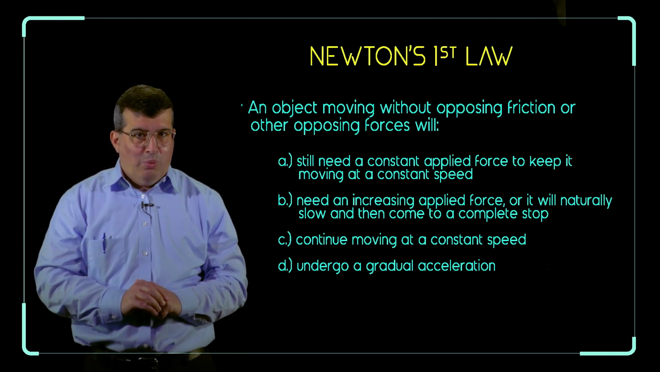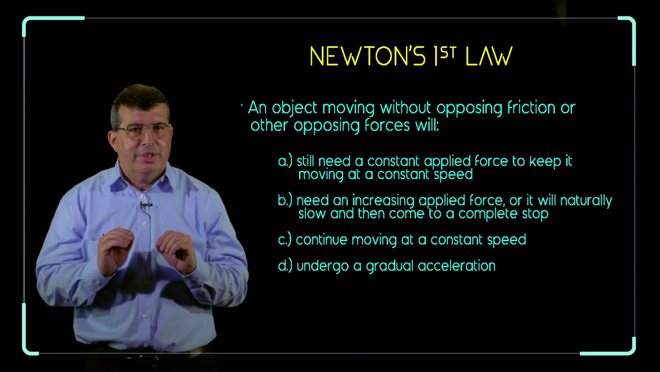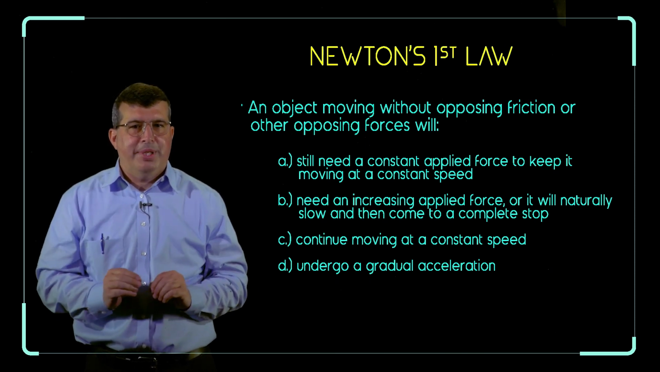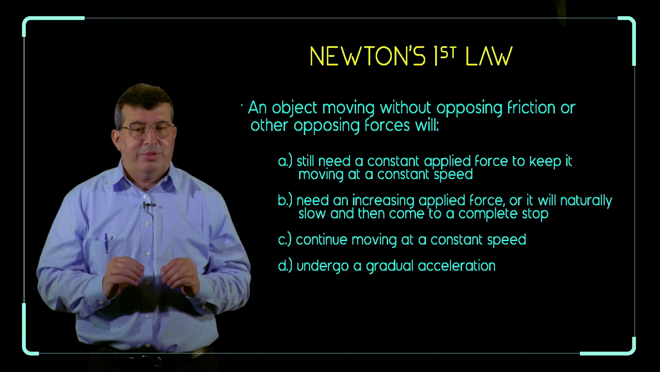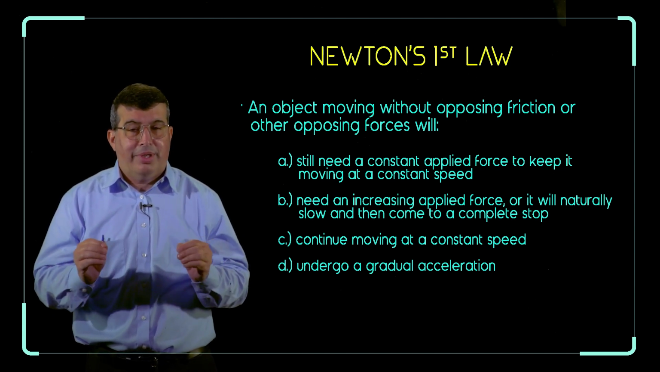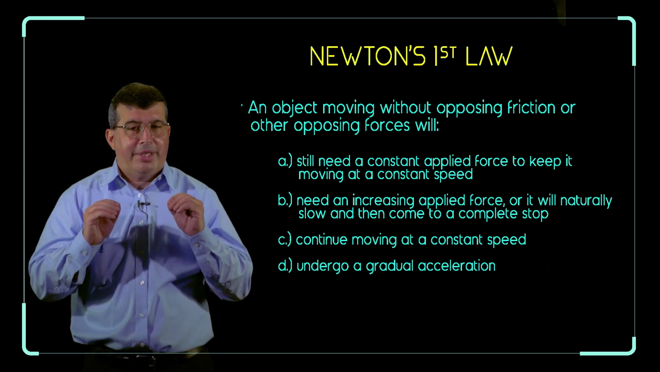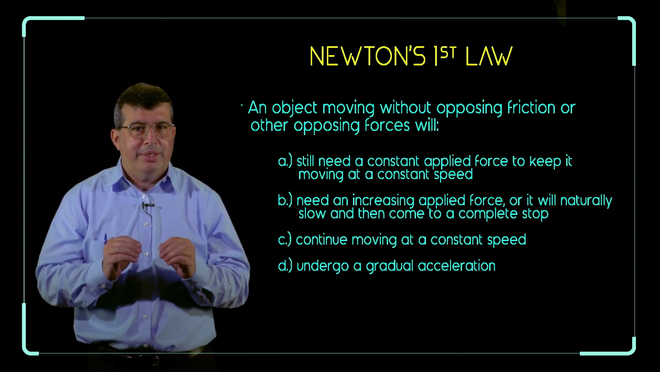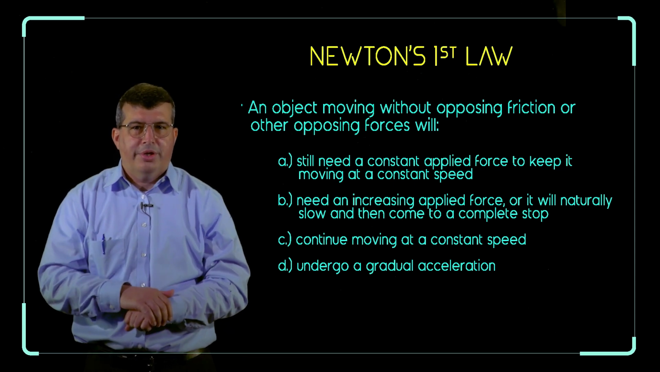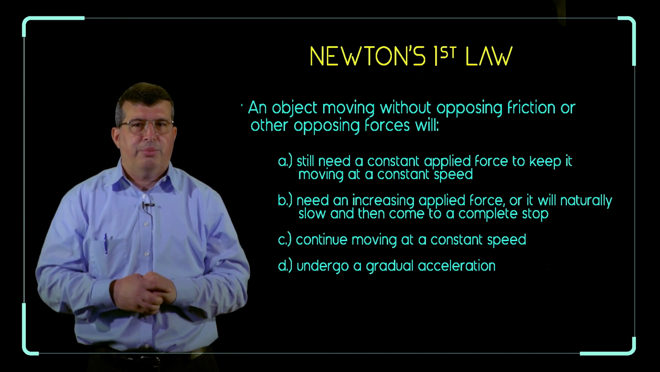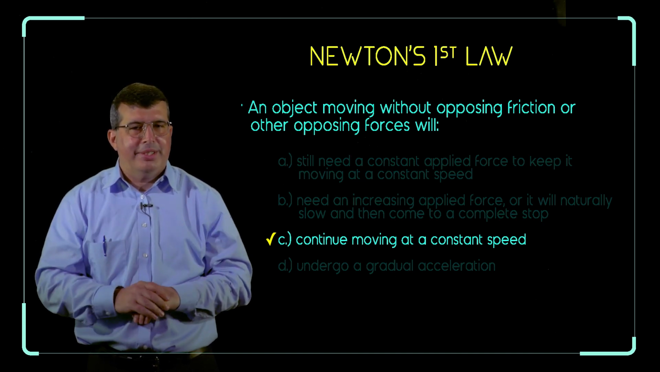An object moving without opposing friction. Remember the demonstration when I got rid of friction: it continued to move at a constant speed without the mannequin pushing on it. If the mannequin applied any force at all to it, the box would accelerate if there's no friction. So the correct answer is an object moving without opposing friction or other opposing forces will C, continue moving at a constant speed. That's the box on the ice without the mannequin pushing on it.